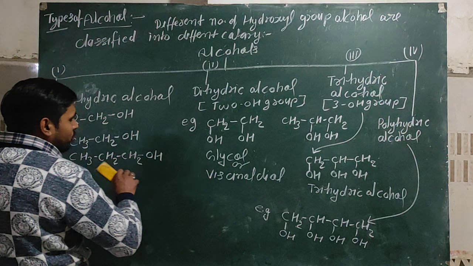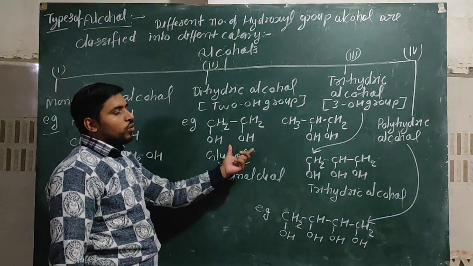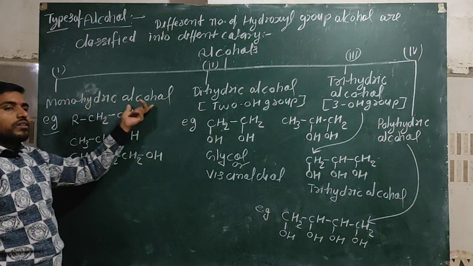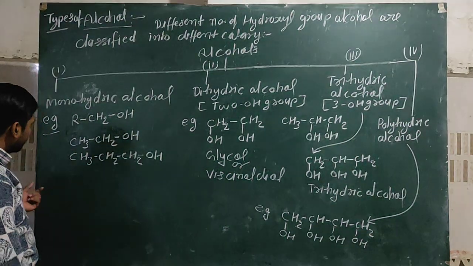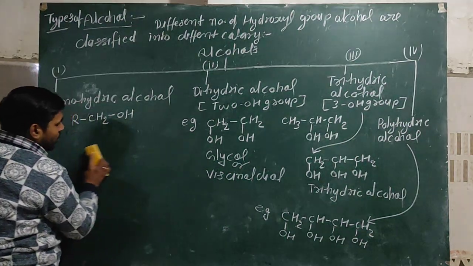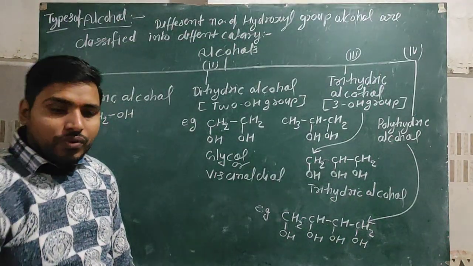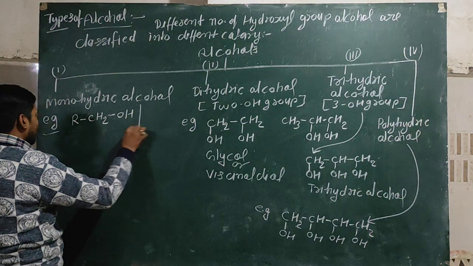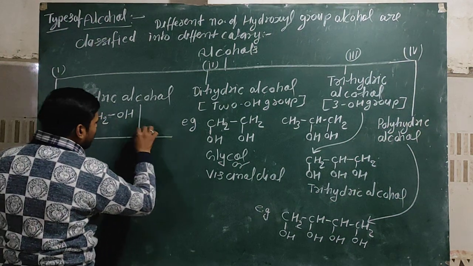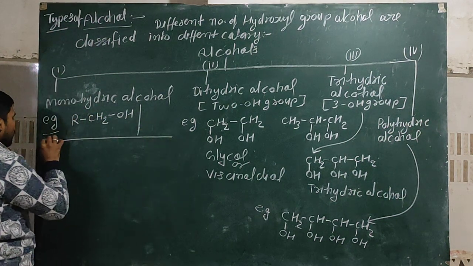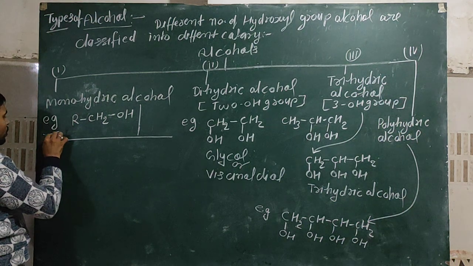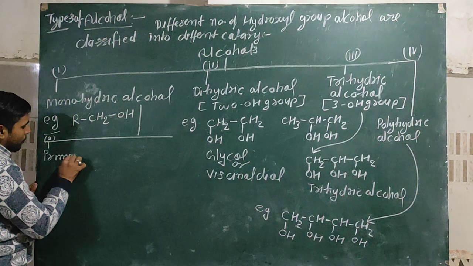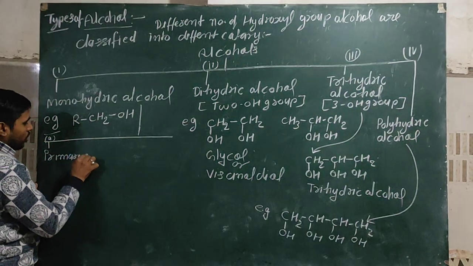After learning about these types of alcohol, we try to understand the classification of monohydric alcohol, because all types of monohydric alcohol are further classified into 3 categories, in which the first is known as primary alcohol.